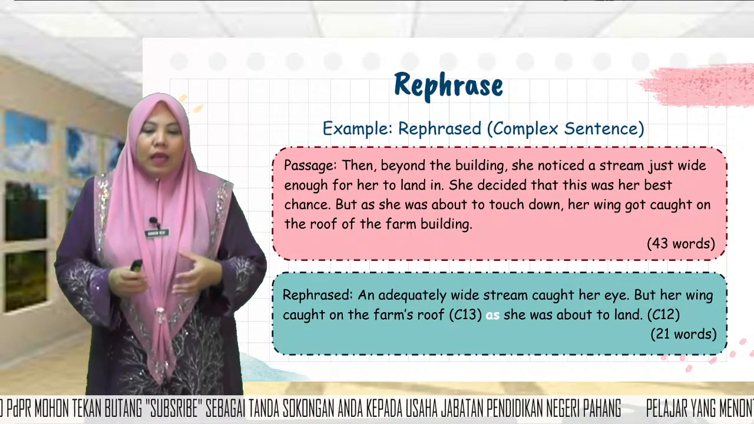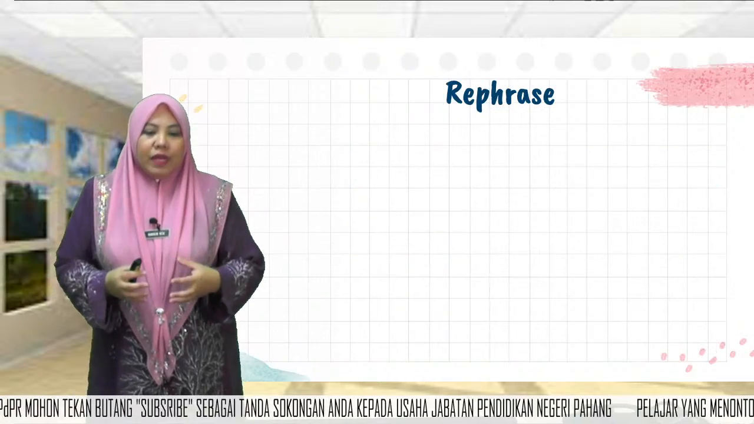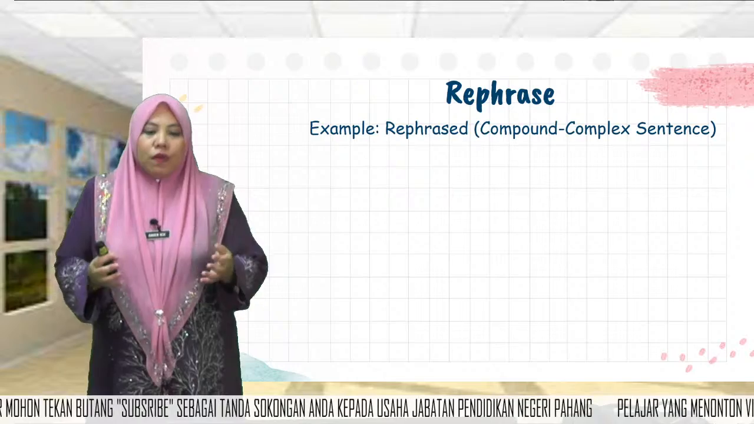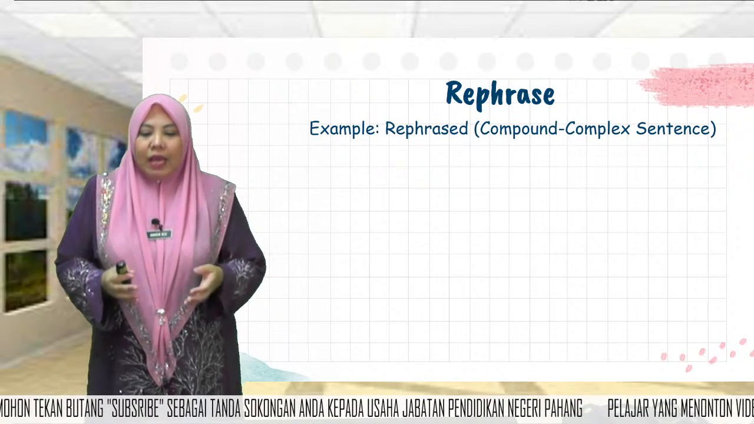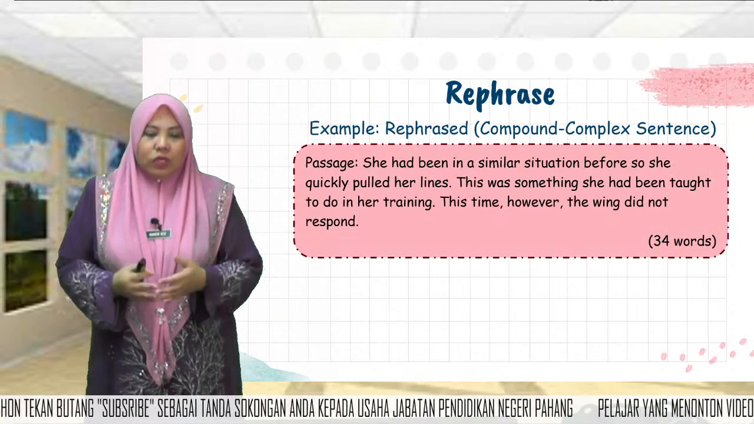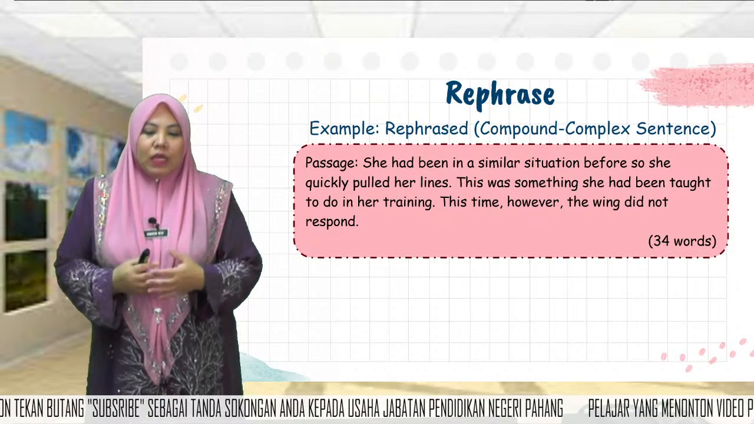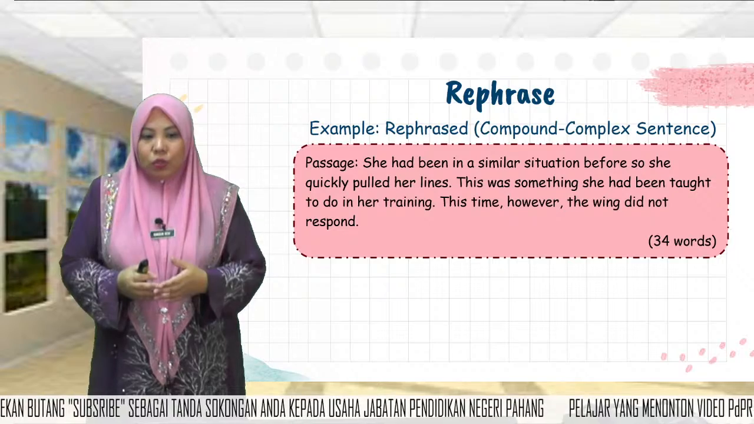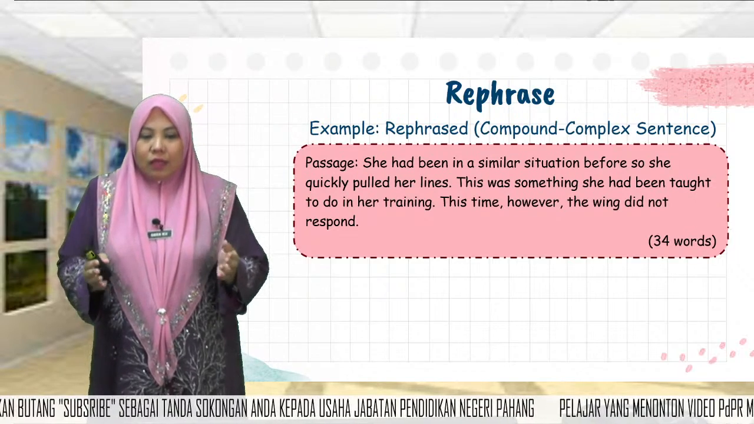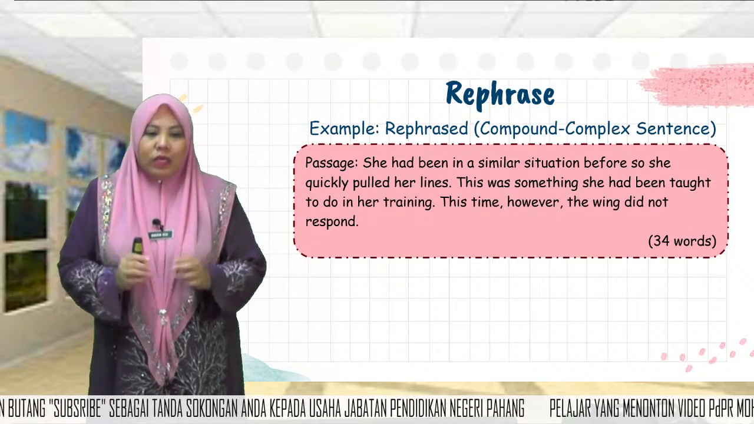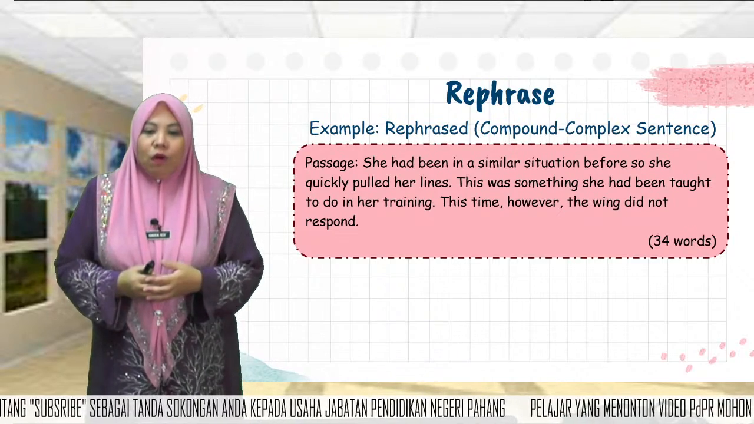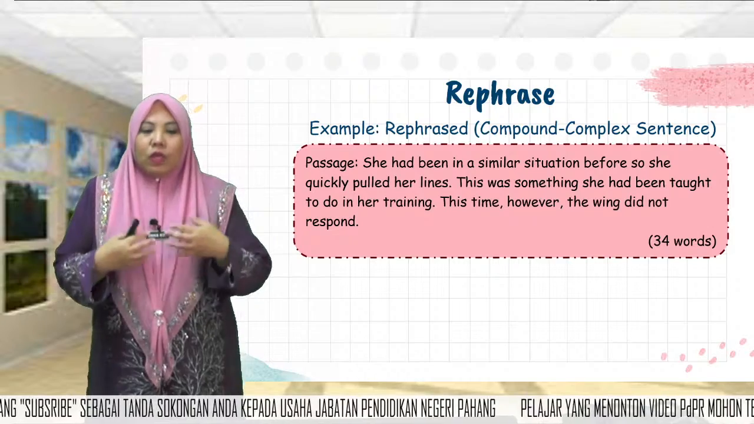Okay, and the last one, rephrasing in a compound-complex sentence. From the passage: she had been in a similar situation before, so she quickly pulled her lines. This was something she had been taught to do in her training. This time, however, the wing did not respond. So altogether, this would be 34 words. Okay, now, let's rephrase.